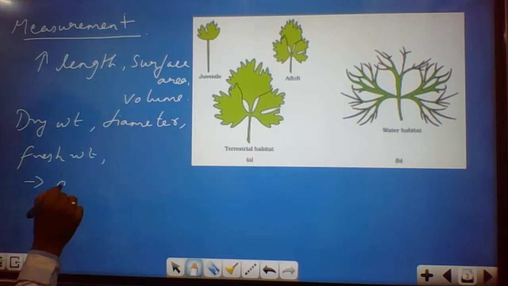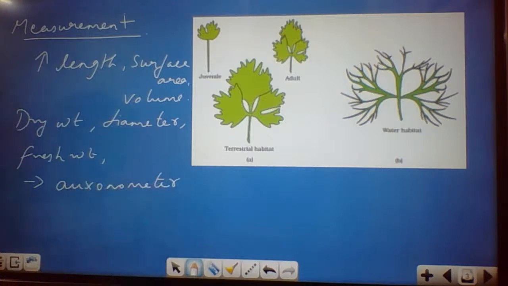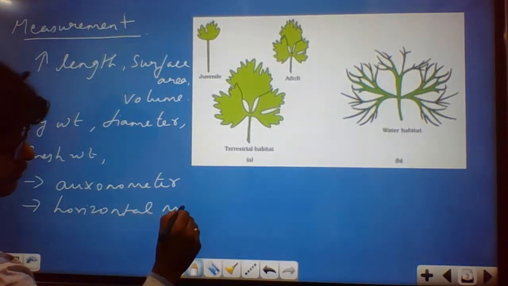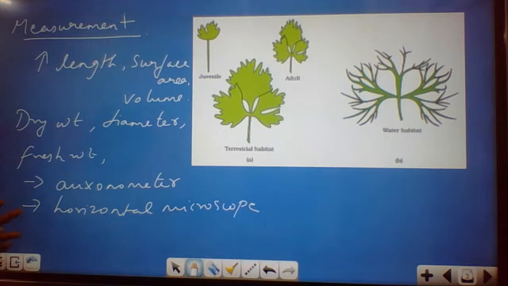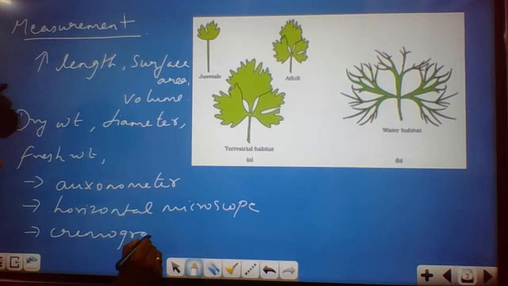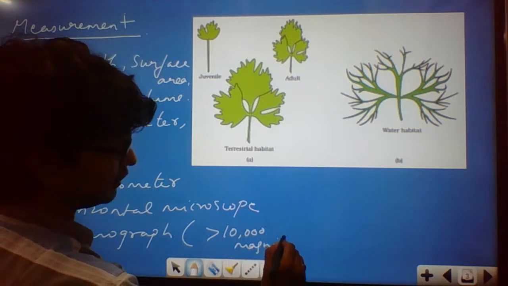Which instrument do you use? The auxanometer. Usually by using the auxanometer we can measure this. Then we can use the horizontal microscope. Also, you can use the crescograph. With the crescograph, the magnification is more than 10,000. So these are the different techniques.